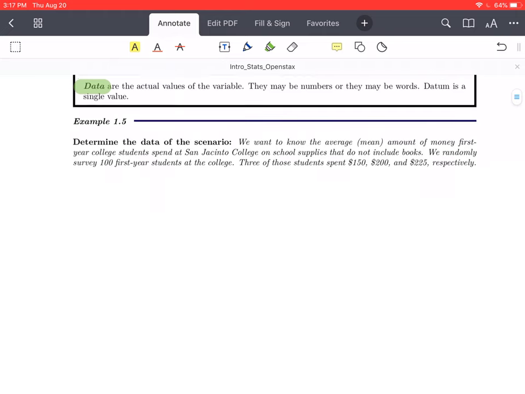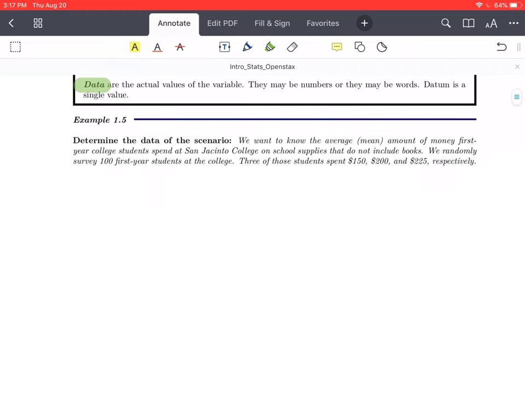Okay. So for this example, determine the data of the scenario. We want to know the average or mean amount of money first-year college students spend at San Jacinto College on school supplies that do not include books. We randomly survey 100 first-year students at the college. Three of those students spent $150, $200, and $225 respectively.